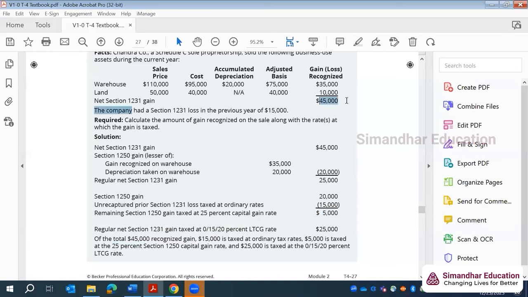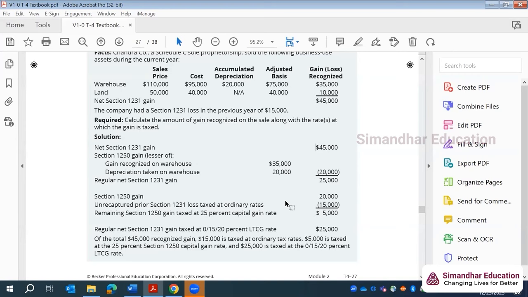So out of $45,000, 15,000 is ordinary, 5,000 is section 1250. What is the remaining gain that is left? The remaining gain that is left is $25,000. So this $25,000 will be taxed at a preferential rate, which can be anywhere between 0 to 20%. Okay.